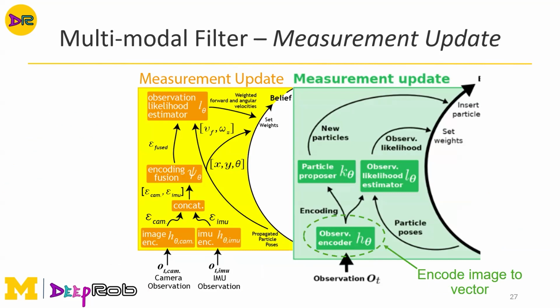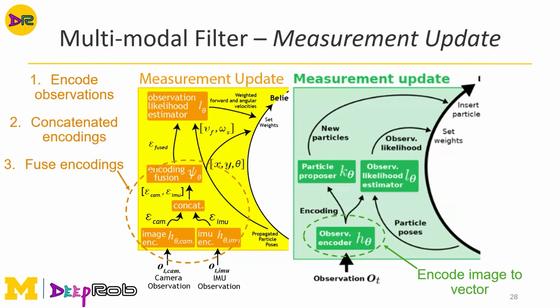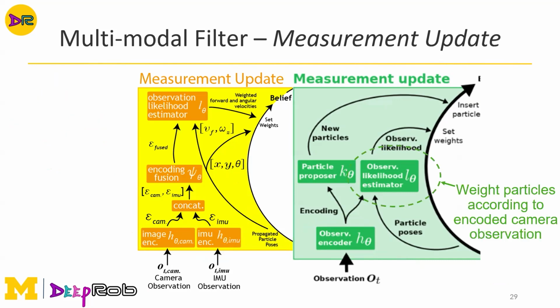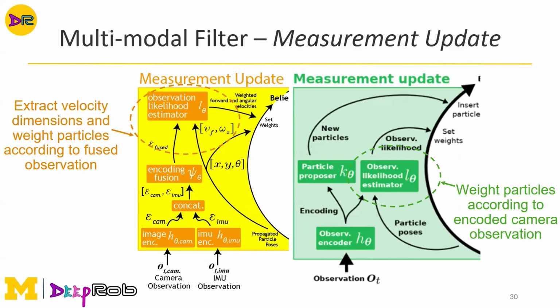In the original differentiable particle filter, the singular difference image is passed through an observational encoder, whereas we pass both the camera observation as well as the IMU observation into observational encoders, concatenate the outputs of those two encoders, and then pass it through a fusion layer. In the original implementation, they take the output of the observational encoder and pass it directly to an observation likelihood estimator. And in ours, you can see that we take the output of the fusion layer and then pass that to the observation likelihood estimator.